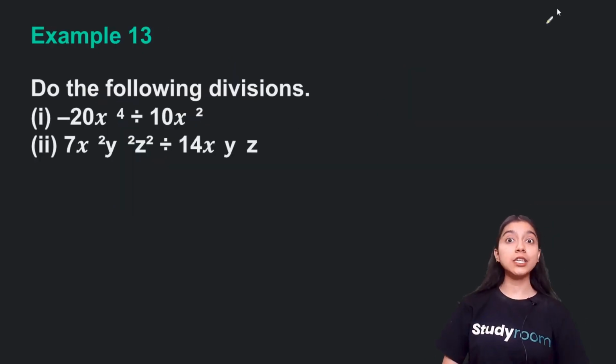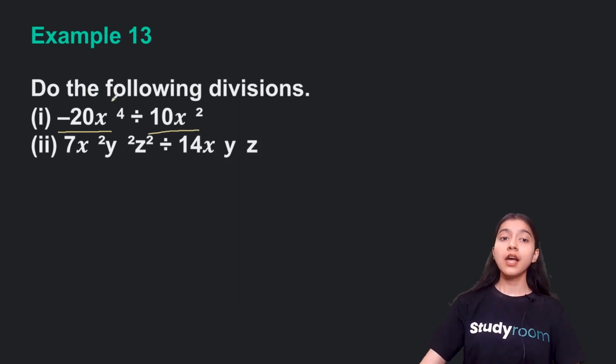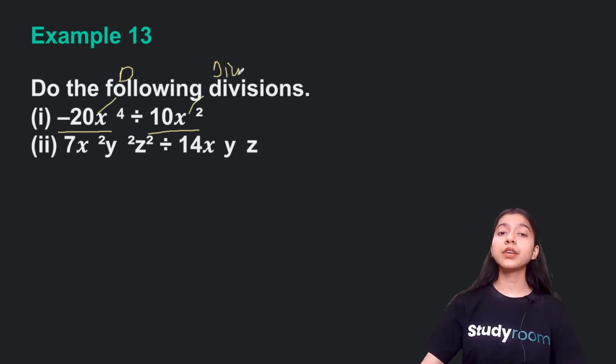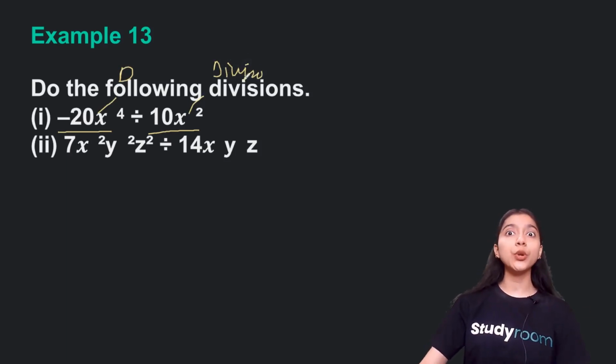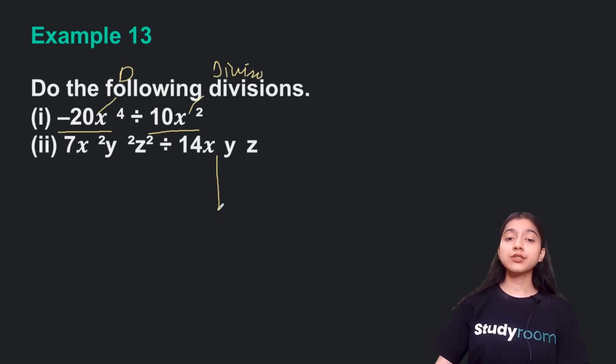Let's try dividing some more monomials by monomials. So the next question that we have is minus 20x to the power 4 getting divided by 10x squared. That means this is the dividend and this is the divisor. And when we divide the dividend by the divisor, we'll get a quotient. Okay, so let's try solving this.